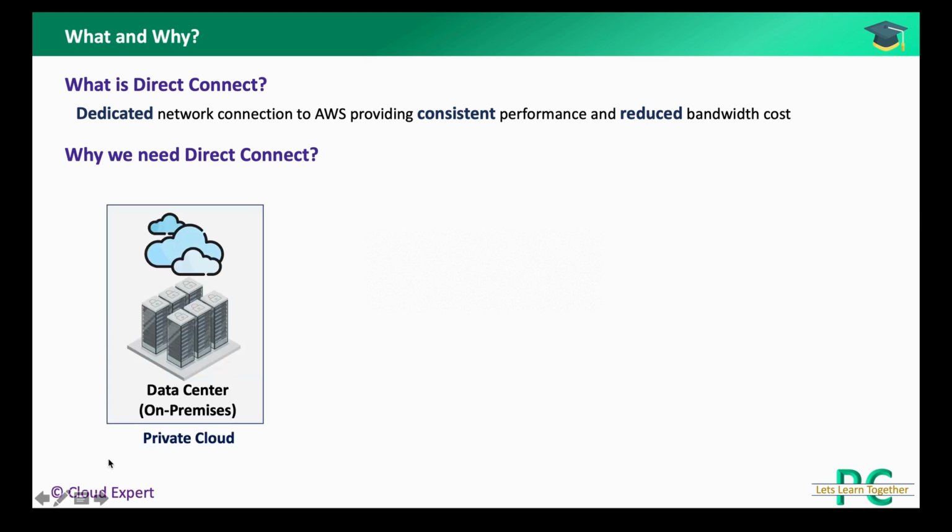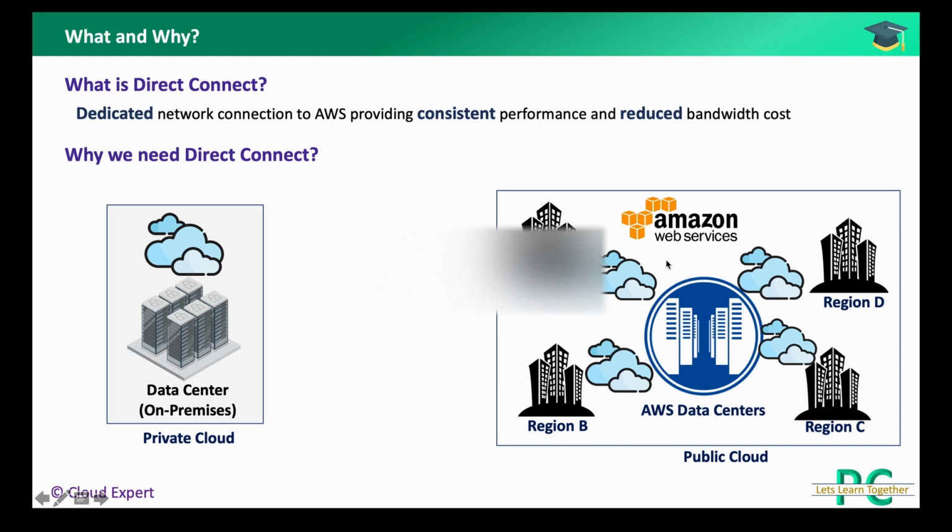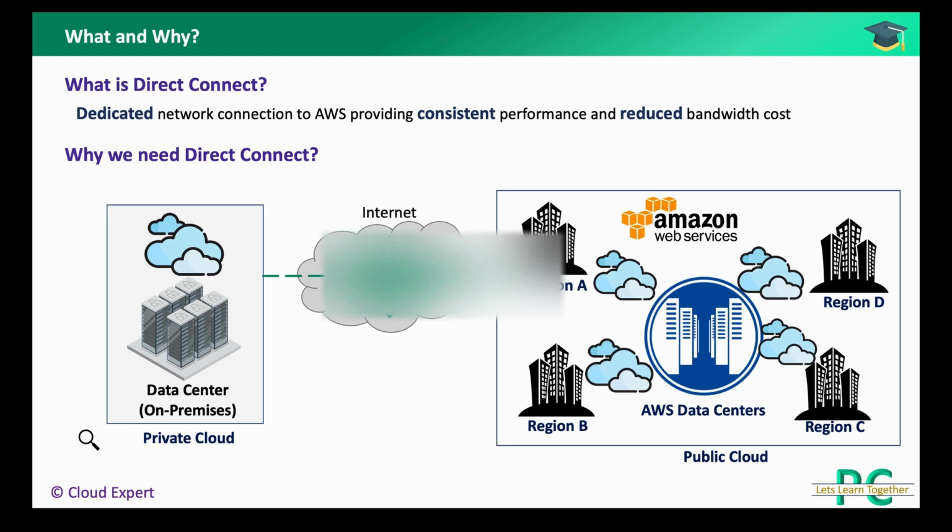Now let's consider this is your on-premise infrastructure where you are hosting a private cloud architecture and you want to extend your data center with the AWS cloud, which is a public cloud offering. Now if you want a direct connectivity between your on-premise data center and the AWS cloud, there are different options you can opt for. The first option is VPN. That means you can set up a VPN connection between your data center and the AWS cloud region or AWS public cloud. Now, one thing you should remember, VPN will go over the internet.